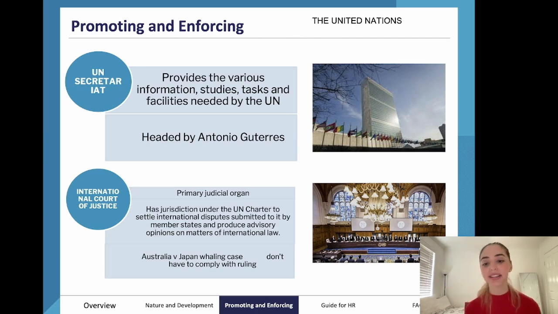Okay, so basically Australia versus Japan, as I was talking about before, they would have come to the ICJ for settlement regarding whaling in Australian waters. Yeah, as it mentions there.